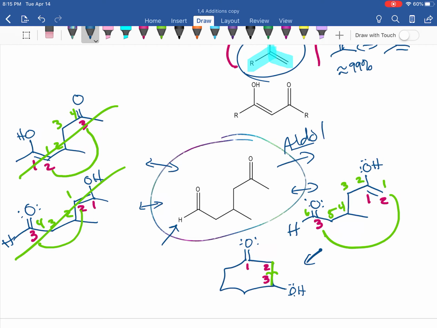That is your aldol part. You end up making the alcohol. And then don't we also have some extra stuff hanging off? We do. We've got a methyl group right there. Where should we put that? How about right there? Okay.